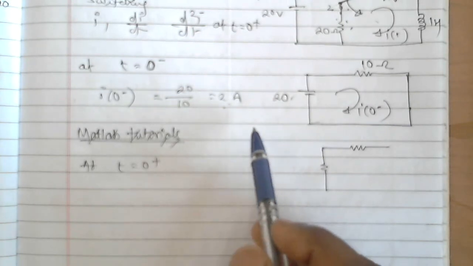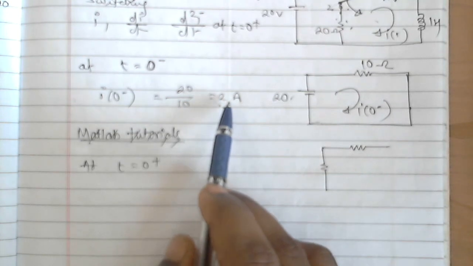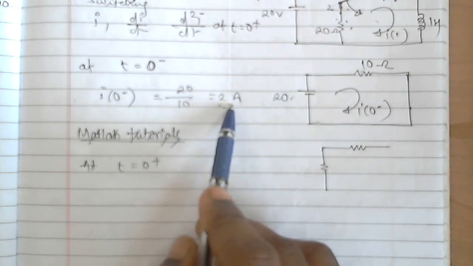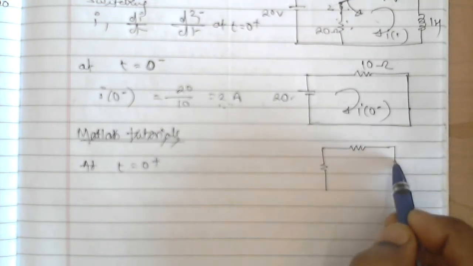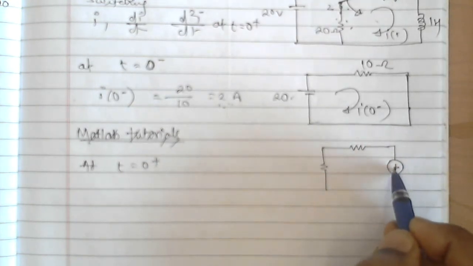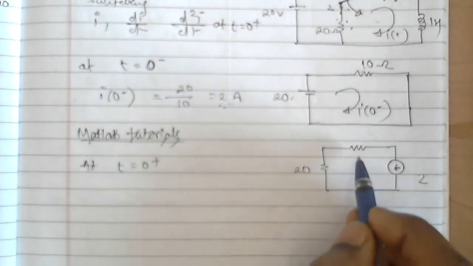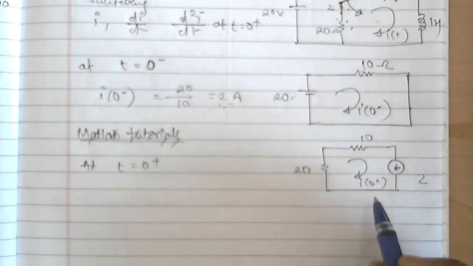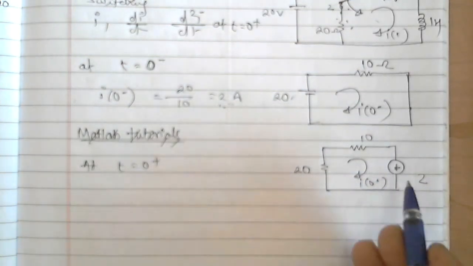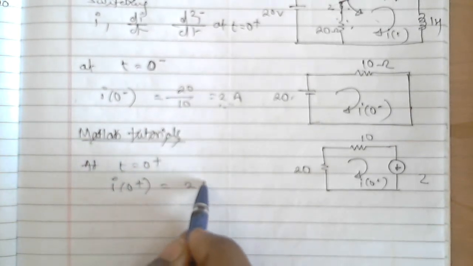The inductor has initial current at t equal to 0 minus. In the circuit there was 2 ampere, and the inductor had reached steady state. So now the inductor will act as a current source of 2 ampere. This is just after switching. This is 2, this is 20, this is 10. For i at 0 plus, directly I am getting the current: i at 0 plus is nothing but 2 ampere.